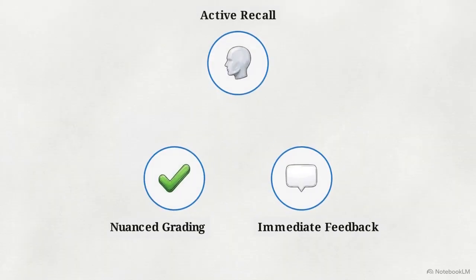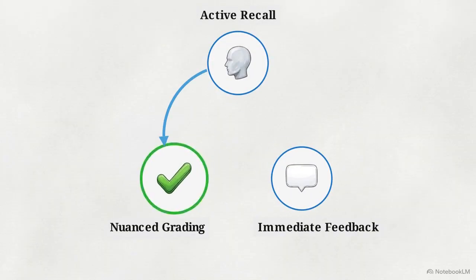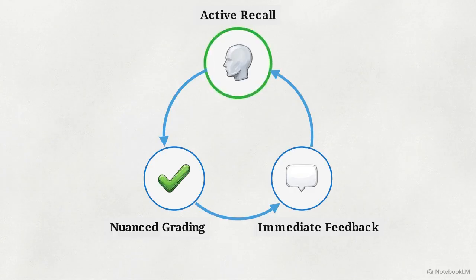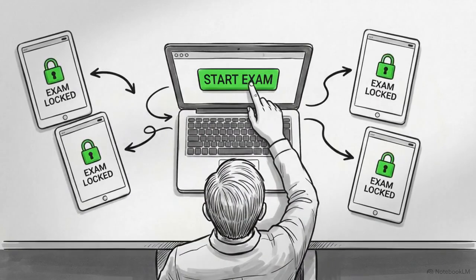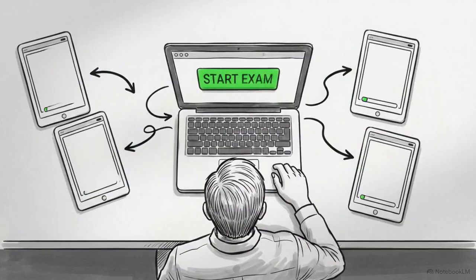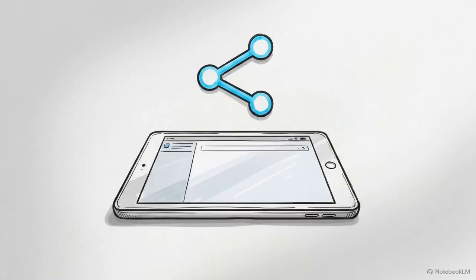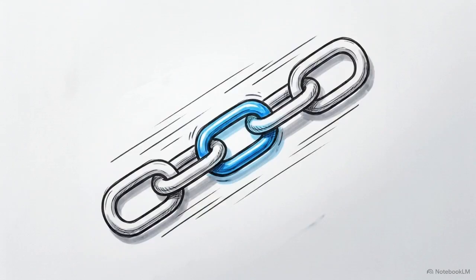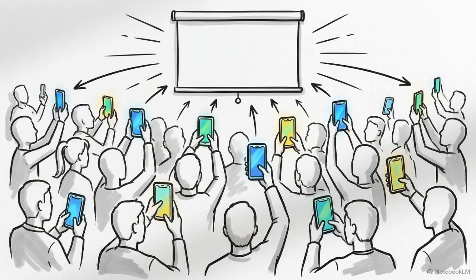Combining nuanced grading with immediate feedback loops actively corrects the learner during the test, reinforcing the material at the exact moment of recall. The assessment is now built and graded. The final step is getting it to your audience while maintaining the integrity of the results. You have several sharing options. You can embed the quiz, send a direct link, or generate a QR code for in-person training sessions.